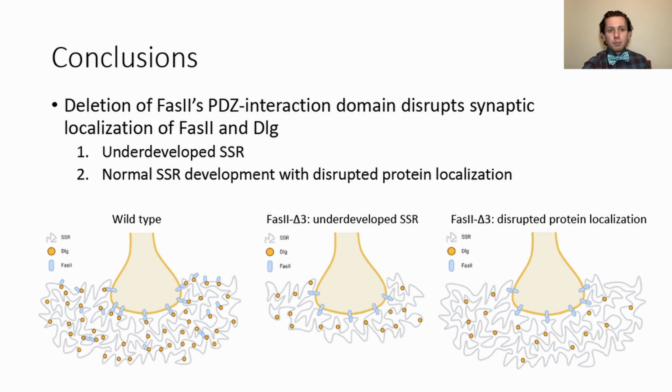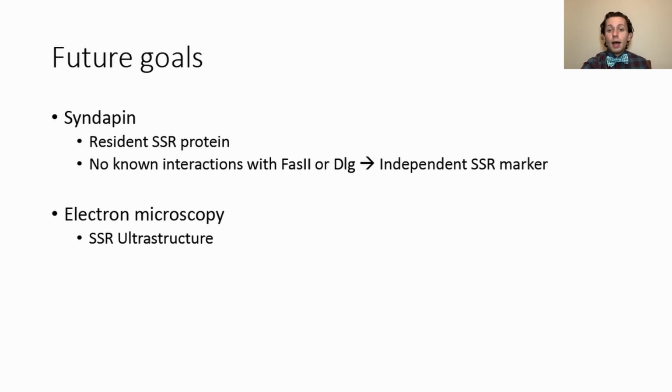Now, the next steps in my project will be to figure out which of these two scenarios is occurring, and to carry that out, I will be next staining for syndipin, and analyzing the distribution of syndipin at the larval NMJs. Syndipin is a resident protein of the SSR that is known to localize extensively throughout it, like Dislarge does. However, syndipin has no known interactions with Fas2 or DLG, which means it can be an independent marker of subsynaptic reticulum development.